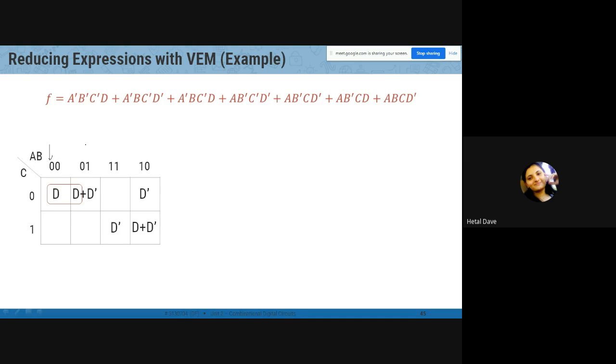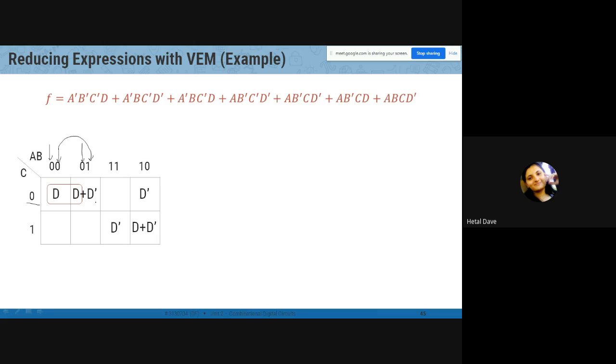For this cell, A value is also the same, so it will not be cancelled. Once one variable value is checked, then look at the second variable value. So let's say B. For this cell, B value is 0, but for this cell, B value is 1, so it is cancelled. Is there any doubt? Now look at the C variable value. For both cells, C remains constant.